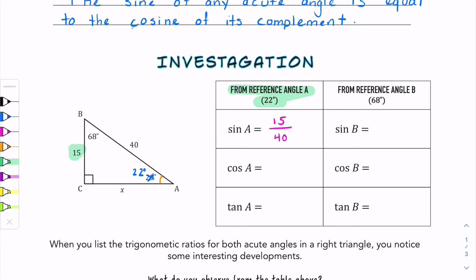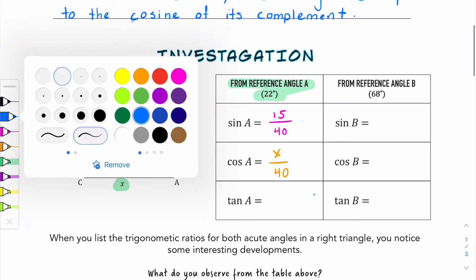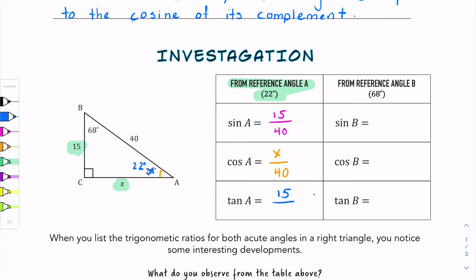If we're looking at the cosine value of A, cosine is always adjacent over hypotenuse, which would be x over 40. And if we're looking at the tangent value from angle A, you're looking at the opposite over the adjacent side, which is 15 over x. So I wrote those quickly from my abbreviation of SOHCAHTOA. You should all be thinking about that in your head anytime you're working with trig values.